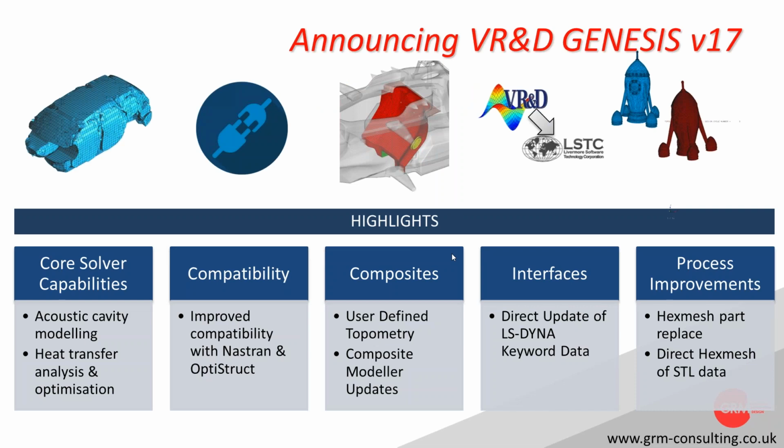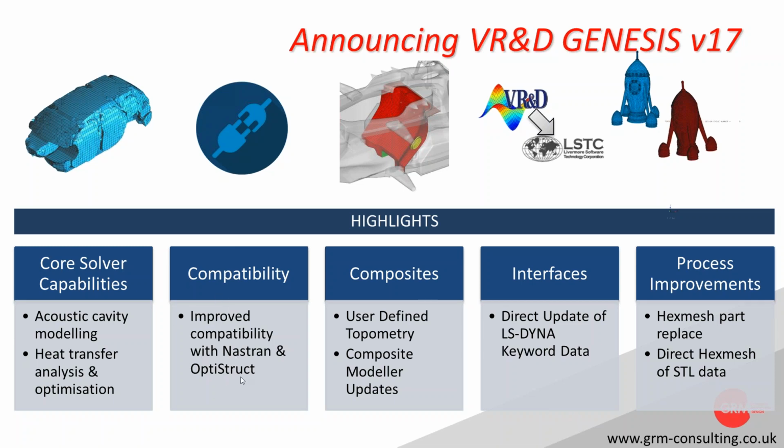So here's some of the highlights that we'll go through. Core solver capabilities: acoustic cavity modeling has been added. It's something I think has been on the wish list for quite a few people for a while, so it's great to see that in the solution. And then heat transfer analysis and optimization. That's been brought along step by step since Genesis 15 and 16 with enhanced capabilities for the different solvers. But in Genesis 17, we've got access to it through a great interface in Design Studio, and the capabilities have been fully expanded to all parts of the optimization.